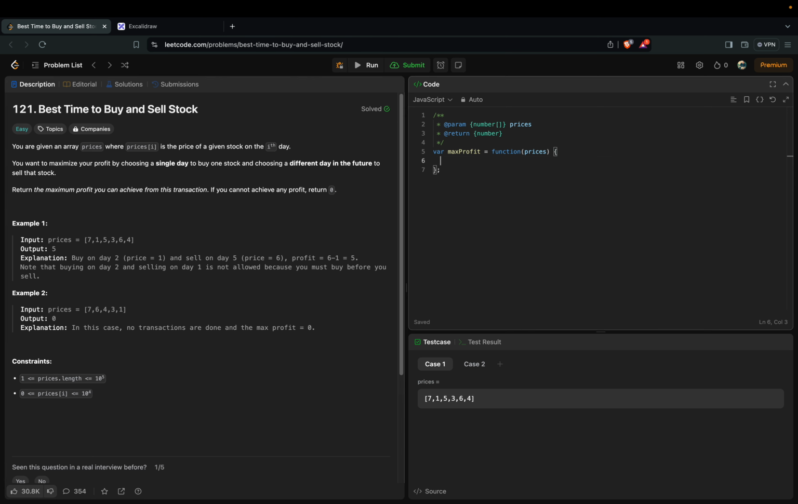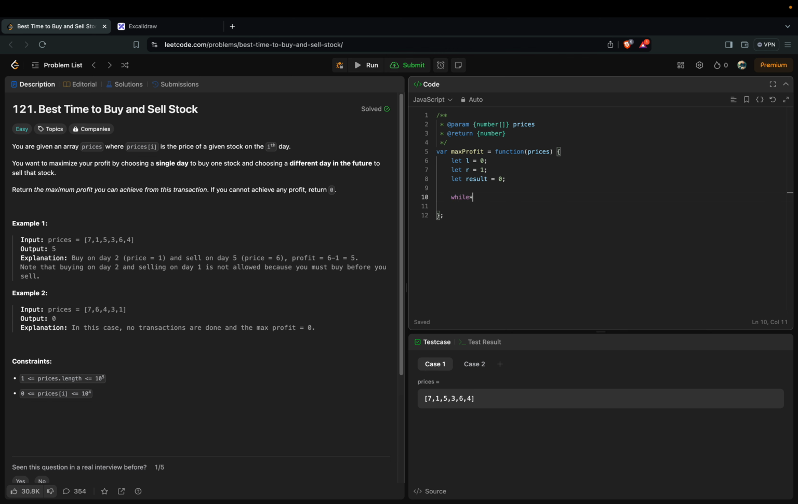So now what I am going to do is initialize L, which would be 0, and R would be 1. Okay, and we would have a result which would be 0. So if we don't find any profitable day, we would return a 0.